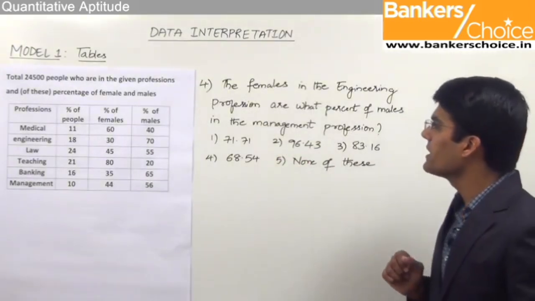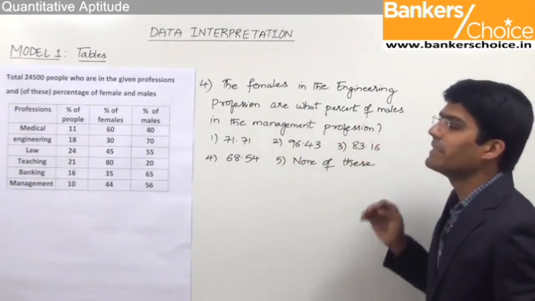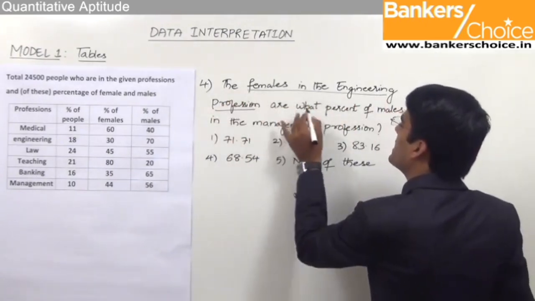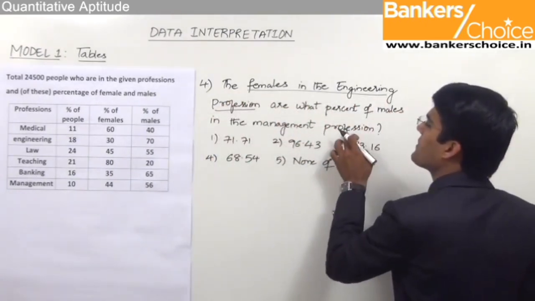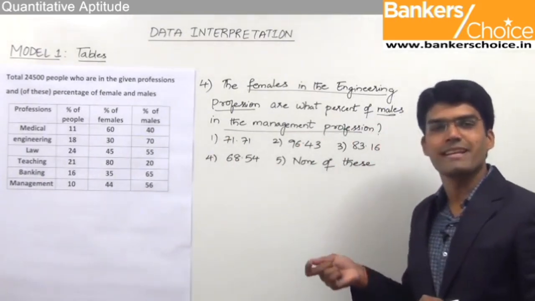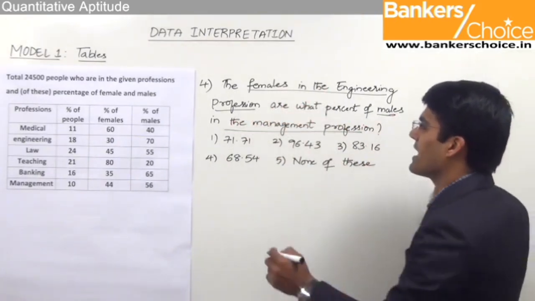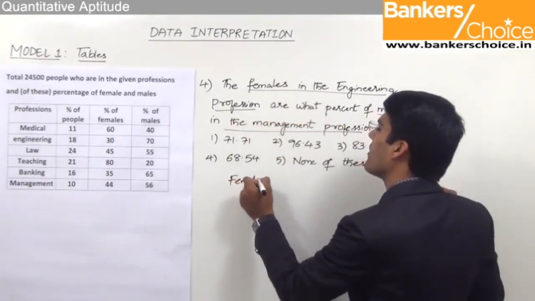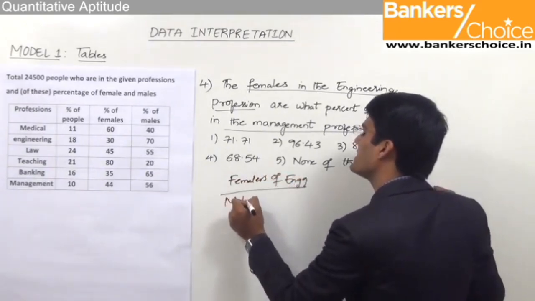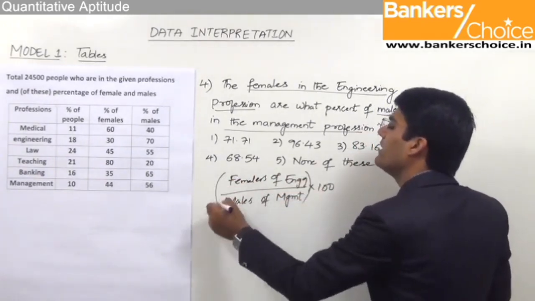The fourth question for the given table is, the females in the engineering profession are what % of males in the management profession? So this again is like: females in engineering profession, X, is what % of males in management profession, Y. X is what % of Y. We know that X is what % of Y should be taken as X by Y into 100. So females in engineering are what % of males in management? The answer should be females of engineering profession divided by males of management profession into 100. X by Y into 100.